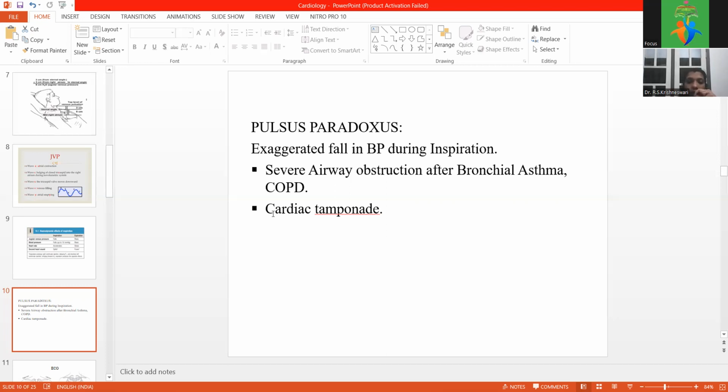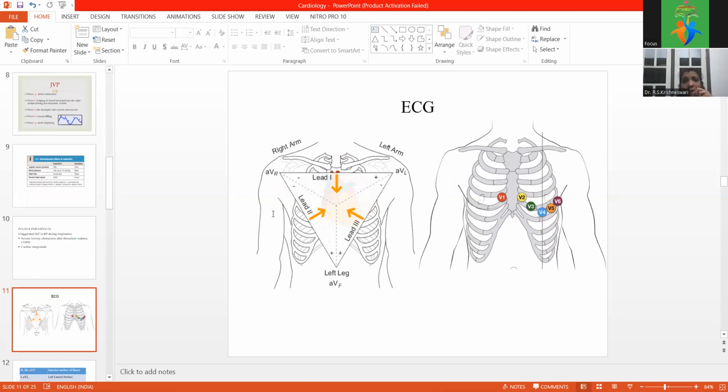Okay. And we will go to the next slide. Next, we are going to the investigation. What we have discussed till now is regarding the normal anatomy, physiology, and when there is some change in the anatomy and physiology.